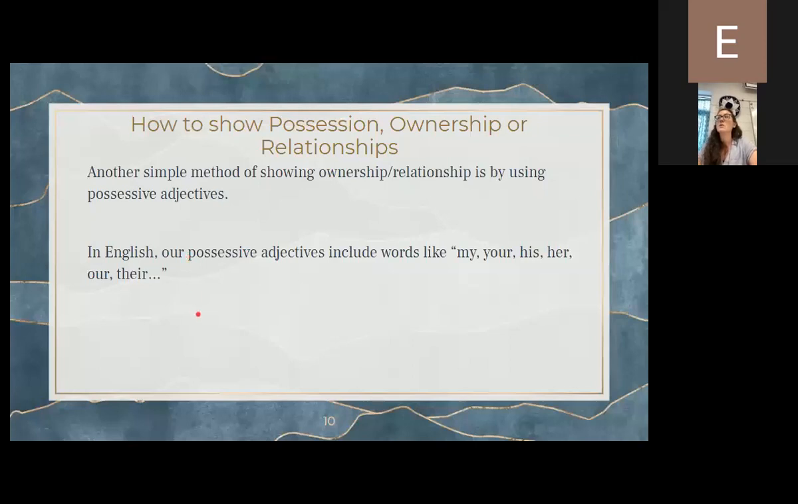Okay, so another simple method of showing ownership or relationship in Spanish and in English is by using possessive adjectives. Possessive adjectives are little words showing ownership, obviously, similar to or including my, your, his, her, our, and their. So this would be like my students or your classes, our school.